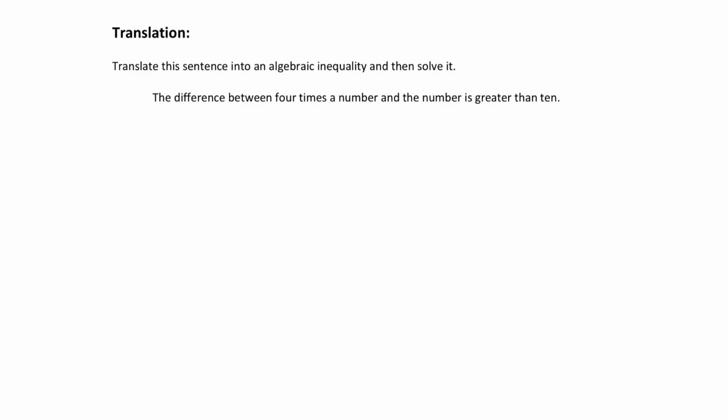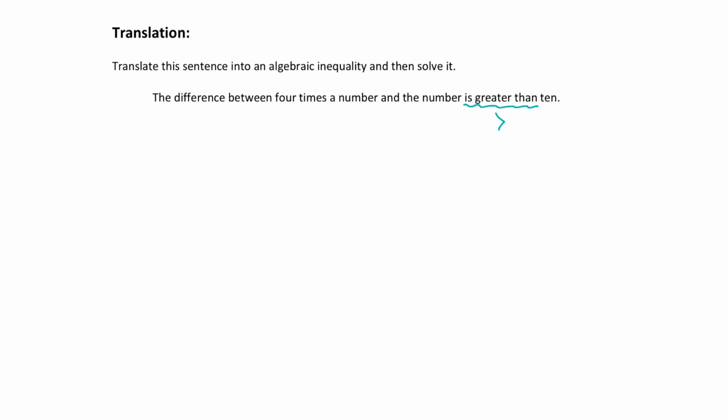First type we get is translation again. And so you're going to have something that you just need to read through and just translate. So the difference is instead of having just an equal sign, it's going to have an inequality sign someplace. Okay? Difference between 4 times a number and the number is greater than 10. So that's replacing the equal sign.